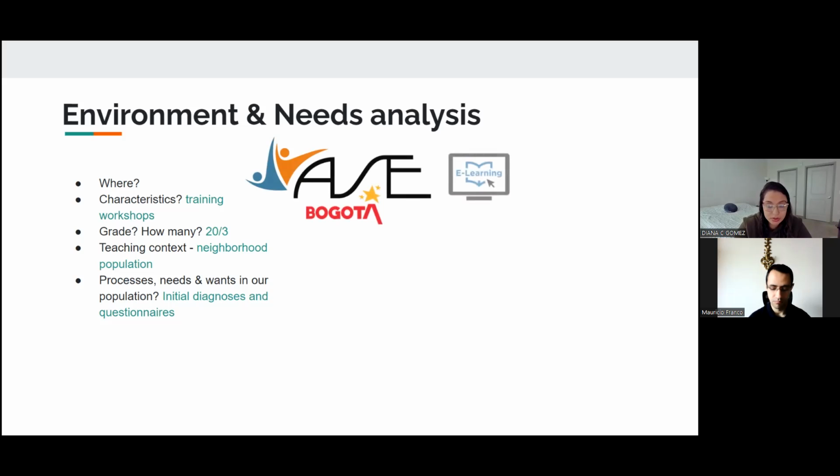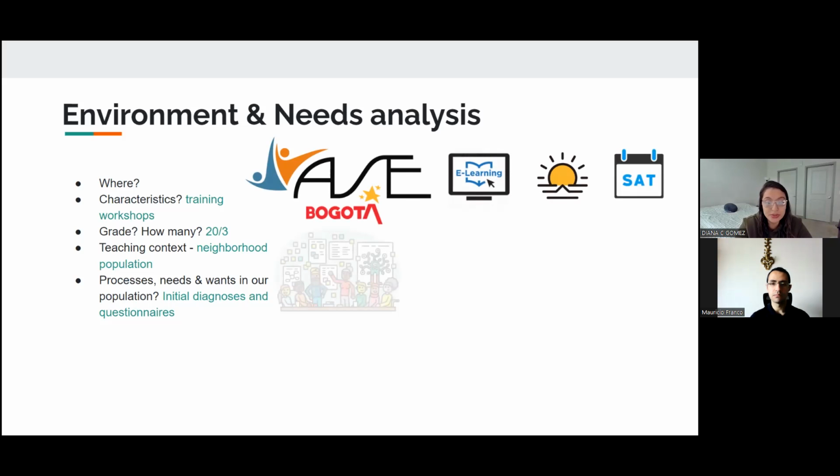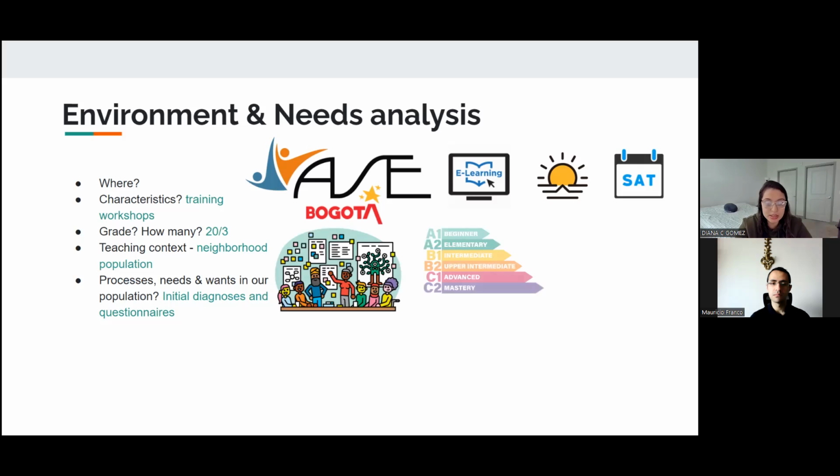Now we're going to talk about some main characteristics about this institution that has a lot of training workshops where all people with all likes and needs can enter to study, no one is left out. And about the languages, they have 3 different levels of English plus a conversational club.